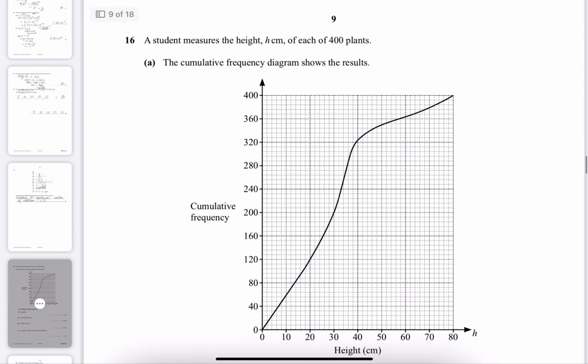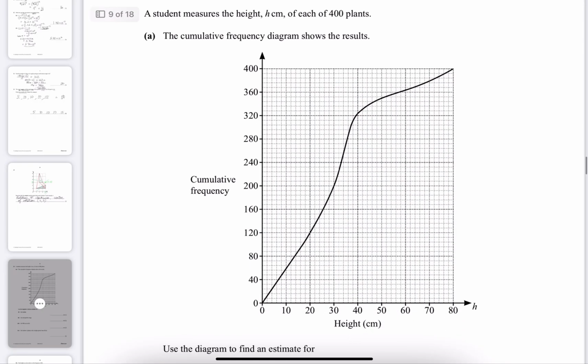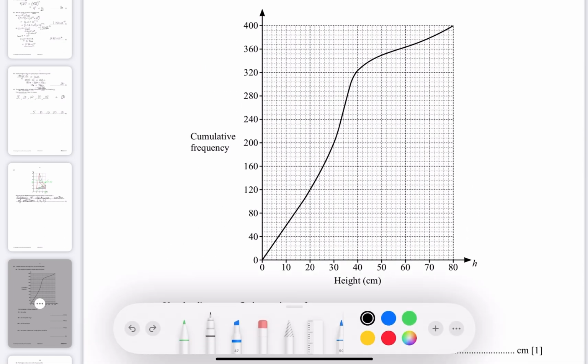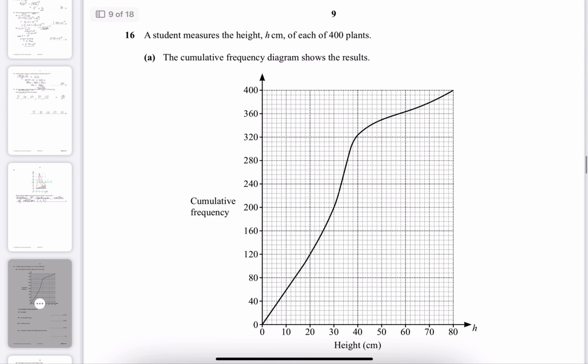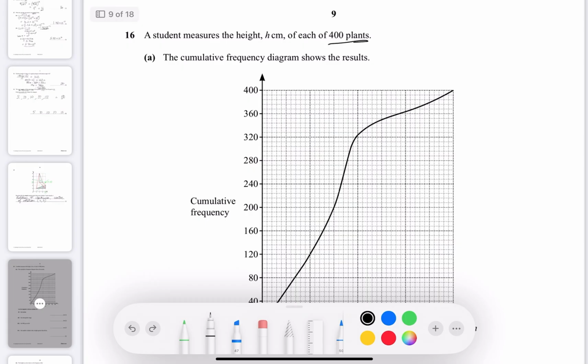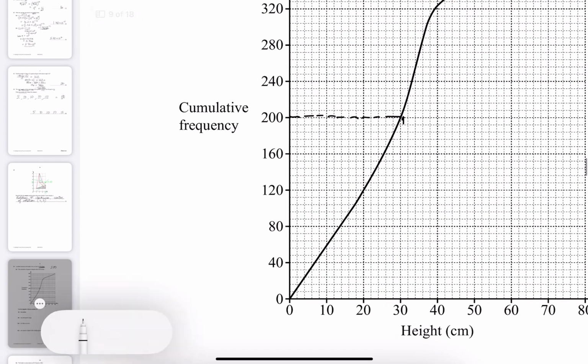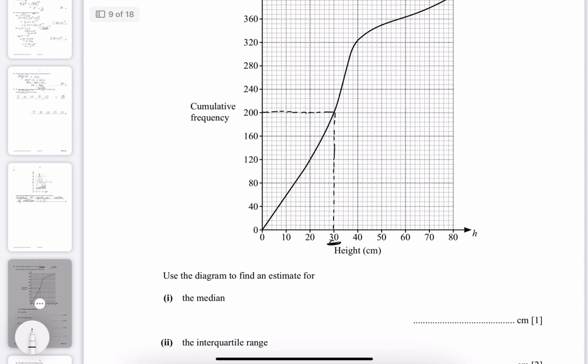Now we have a cumulative frequency diagram which measures the height of 400 different plants. Use the diagram to find an estimate for the median. So to find an estimate for the median, all we do is we see the sample size here, which is 400 different plants, and then we divide that by 2. So 200, that's the median, the middle value, and then we draw a dotted line going across, and wherever it meets the graph, we then draw a line going downward like this. And you can see that the median is 30 centimeters. So we can write that down, 30.